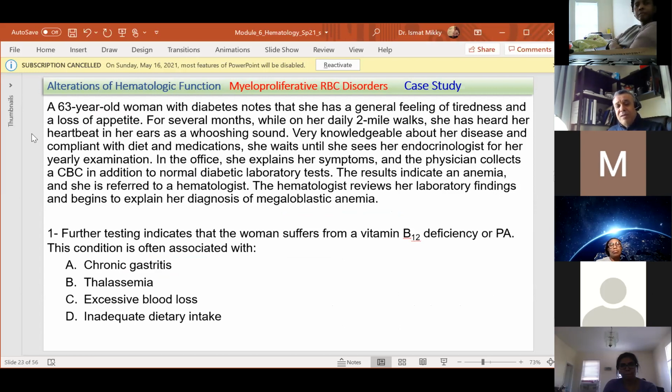A 53-year-old woman with diabetes notes that she has a general feeling of tiredness and a loss of appetite. For several months, while on her daily 2-mile walks, she has heard her heartbeat in her ears as a whooshing sound. Very knowledgeable about her disease and compliant with diet and medication, she waits until she sees her endocrinologist for her yearly examination. In the office, she explains her symptoms, and the physician collects a CBC in addition to normal diabetic laboratory tests. The results indicate an anemia, and she is referred to a hematologist.